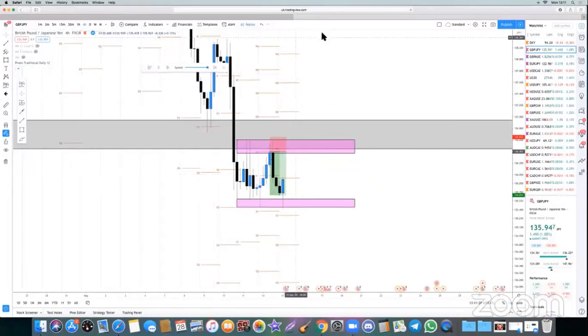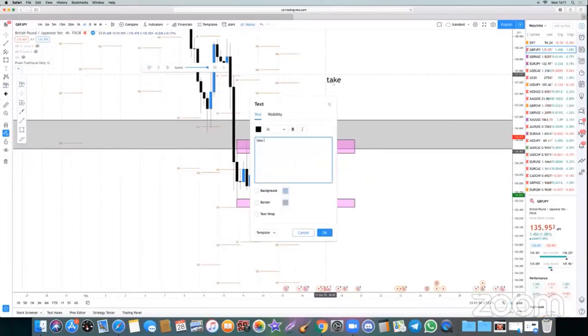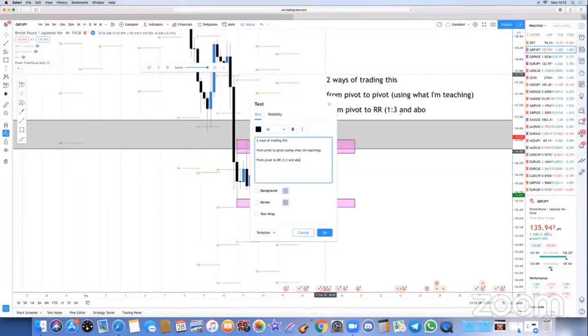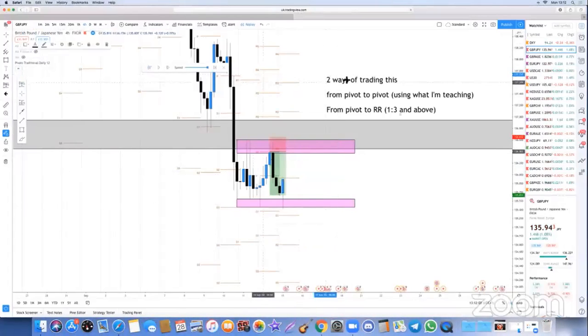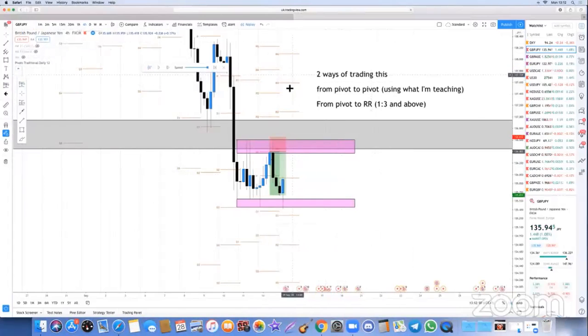Let me write this down so it's clear for you guys. Two ways of trading this: from pivot to pivot, using what I'm teaching you, or from pivot to risk reward, 3-1 and above. Now, the 3-1 and above type trades are probably going to fill the whole range, versus pivot to pivot, which is just going from pivot to pivot. That's more if you want to do a scalp.